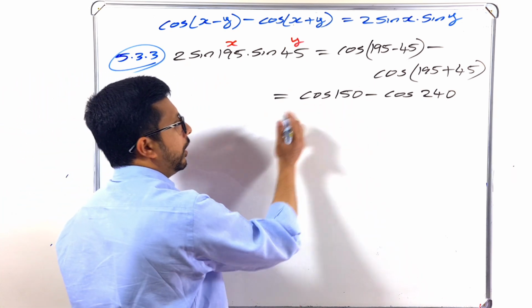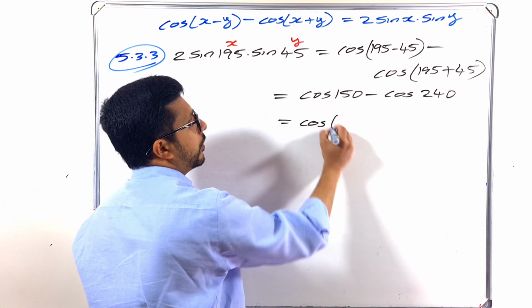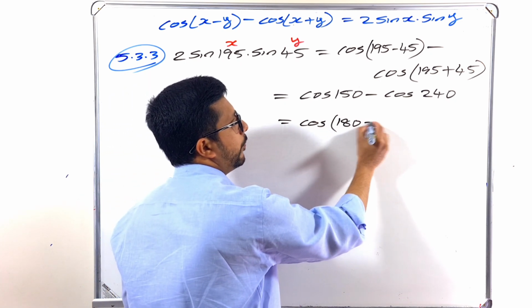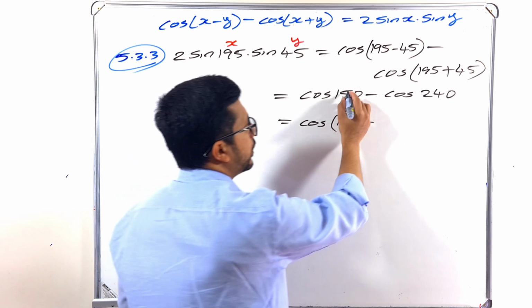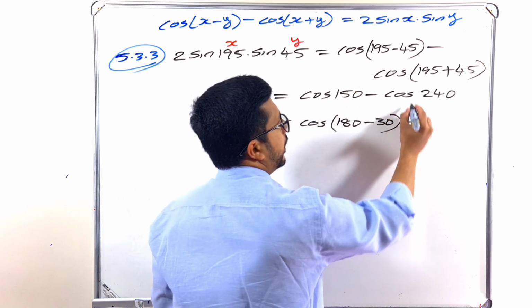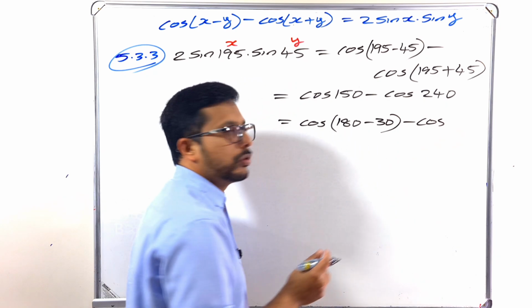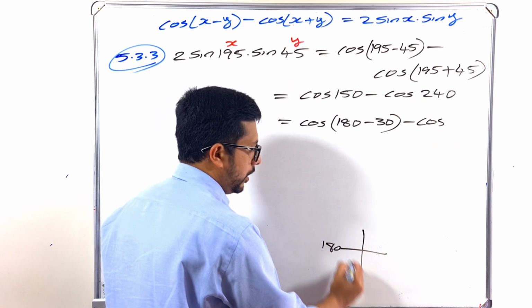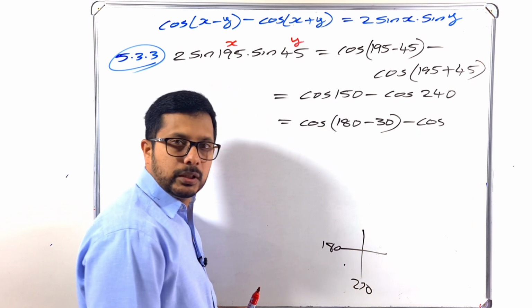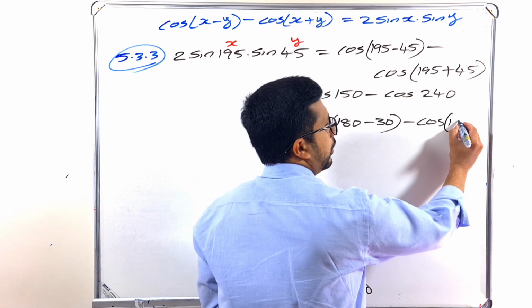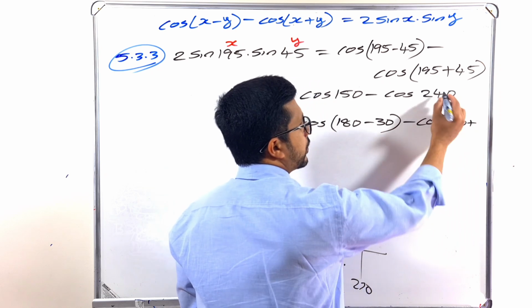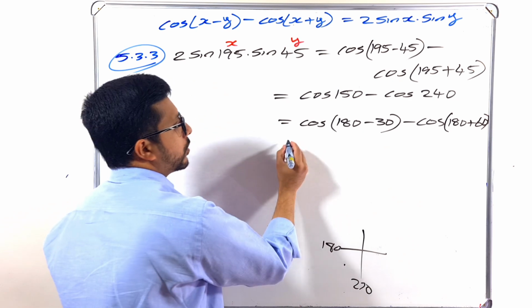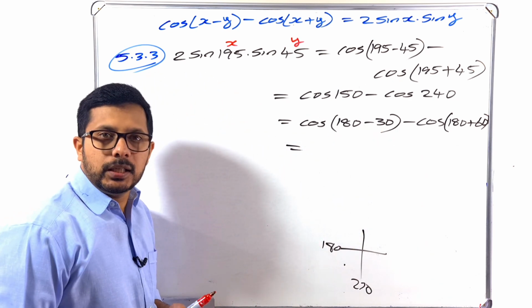So 150, how can you write? Which quadrant is 150? Second quadrant. How can you write? 180 minus, am I right? 180 minus what is 150? 30. Minus 240. Which quadrant is 240? Third quadrant. This is 180, this is 270, so 240 is in the third quadrant. How can you write? 180 plus what? 60. 180 plus 60 is 240. So this one, 180 minus 30, second quadrant.